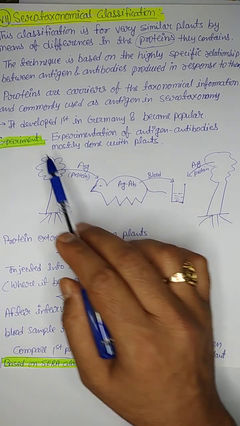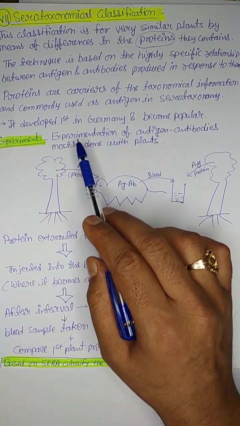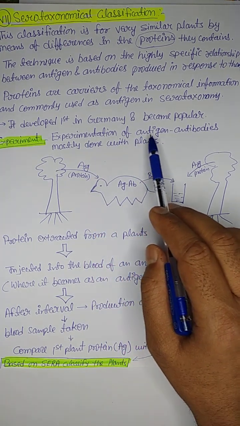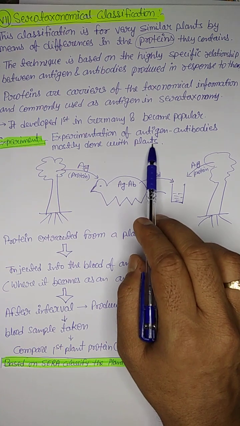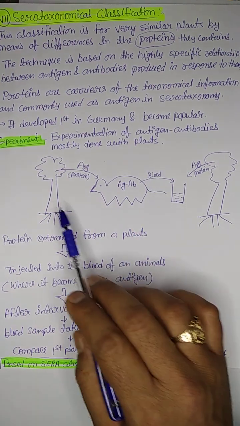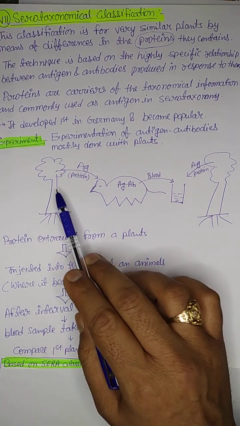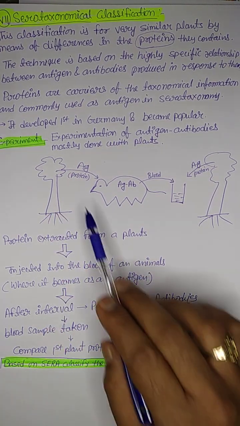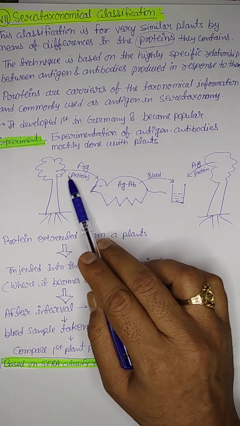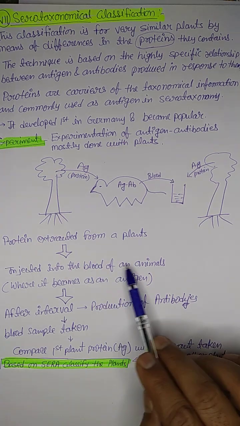So let's try to understand one experiment which is actually done in this system of classification. Experimentation of antigen and antibodies, mostly done with plants. First of all, one plant will be taken, the parent plant, and protein is extracted from the plant. That is the antigen. The protein extracted from the plant is injected into the blood of an animal.